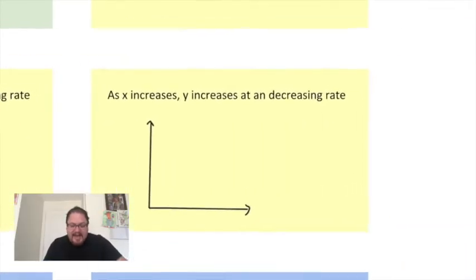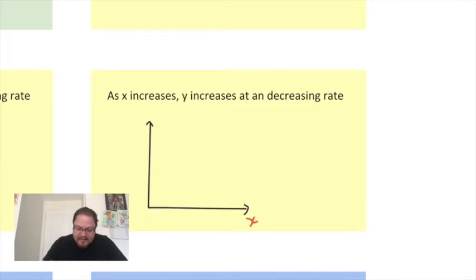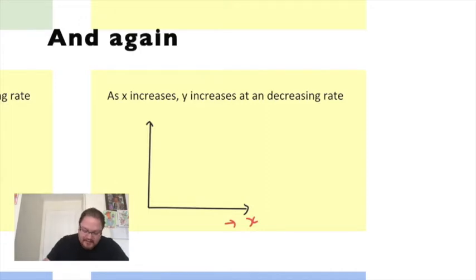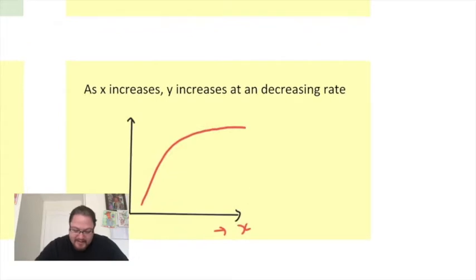Last two then, as x increases, so this is x, it's going to get bigger. Y increases again at a decreasing rate this time. This looks like this. Now this will carry on the graph for ages. Okay, it'll always remain because it's a decreasing rate. The other one went off the graph, didn't it? But this one doesn't. This one will stay on.